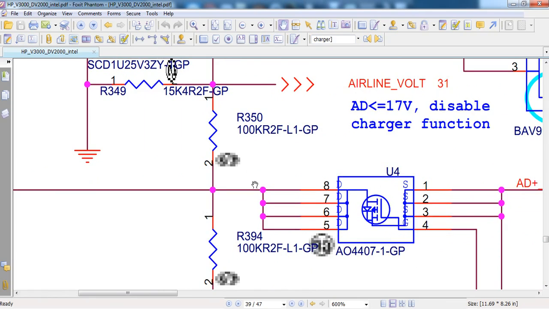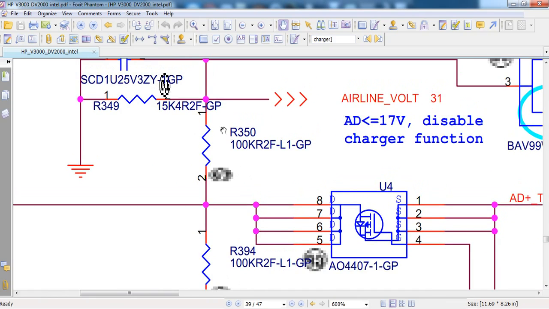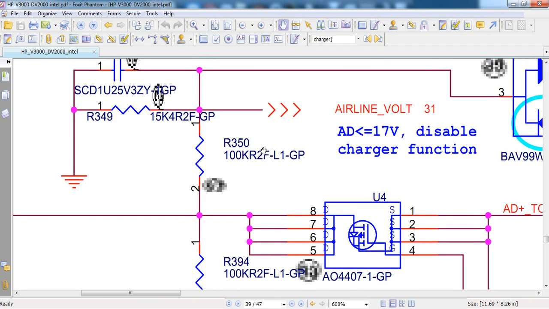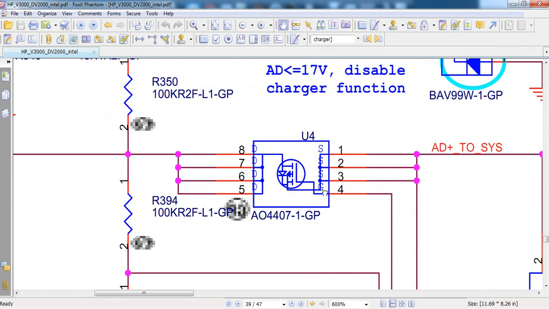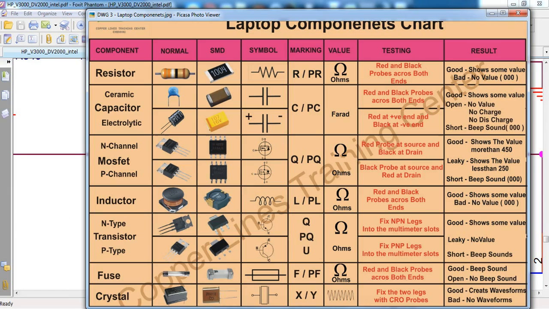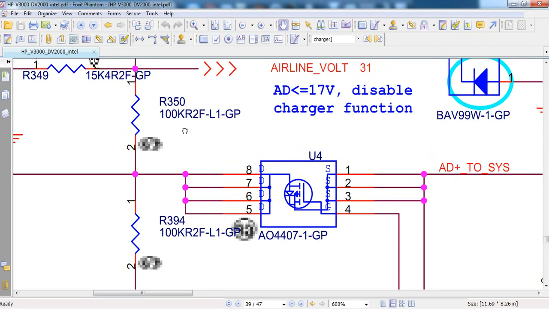The resistor is mentioned as R. R is the normal resistor, PR is the power resistor. PR means power resistors, which are used on the power lines. So R or PR. As I showed you, the symbol is like this.